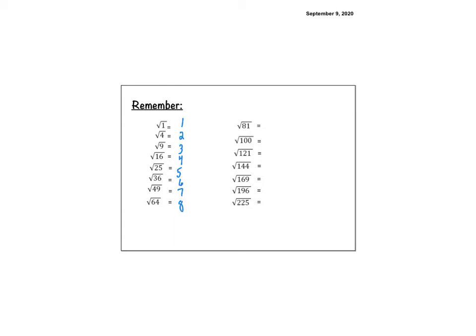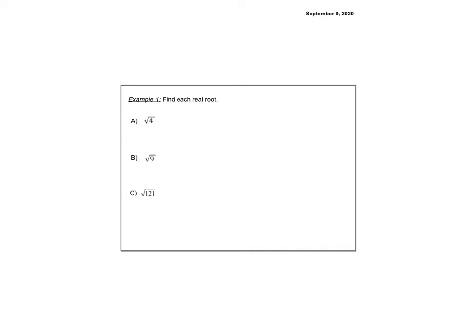The square root of 81 is 9. The square root of 100 is 10. The square root of 121 is 11. The square root of 144 is 12. The square root of 169 is 13. The square root of 196 is 14. And the square root of 225 is 15. So if you have those memorized, it's going to make square roots a lot easier.